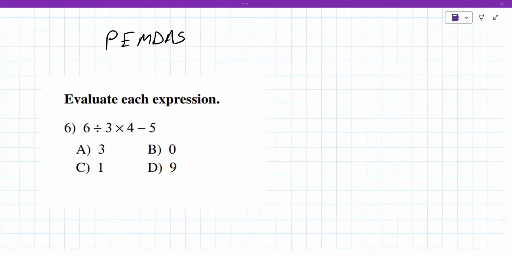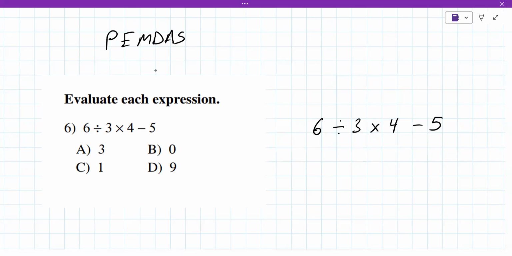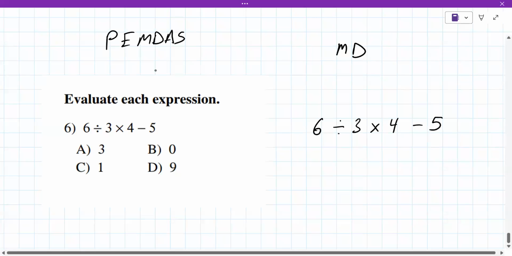Is it A, 3? Okay, how confident are you in your answer? I mean, like medium. Okay, that's fine. So what did you do first? Did you divide or multiply first? I just multiplied first. Okay, yeah, and that's a common mistake because multiplication and division have the same precedence.